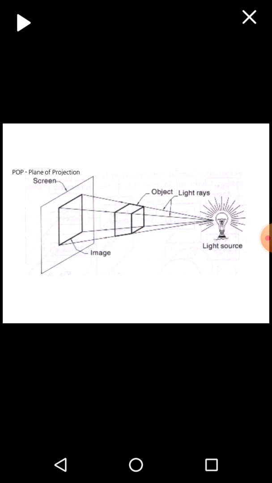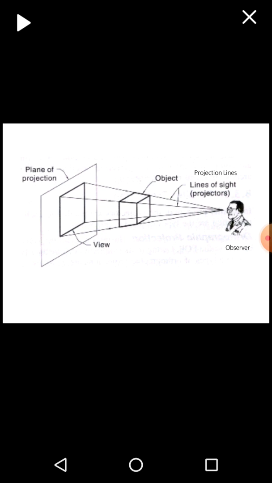Now again we'll see here one block is kept in front of the screen and the light source is on. That light source is nothing but the observer. As the light source is on, the light rays pass through it, touch the outer periphery of the object, and we get the image on the screen. That image is nothing but the projection and the light rays are nothing but the projectors. In this case, the light rays are coming at a certain angle, so we are getting an enlarged image on the screen.